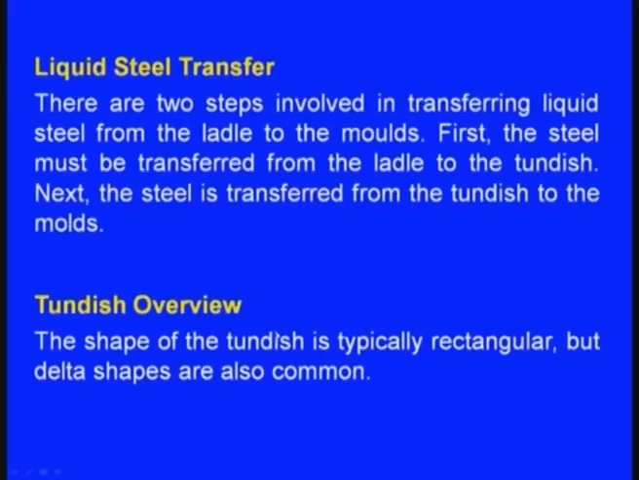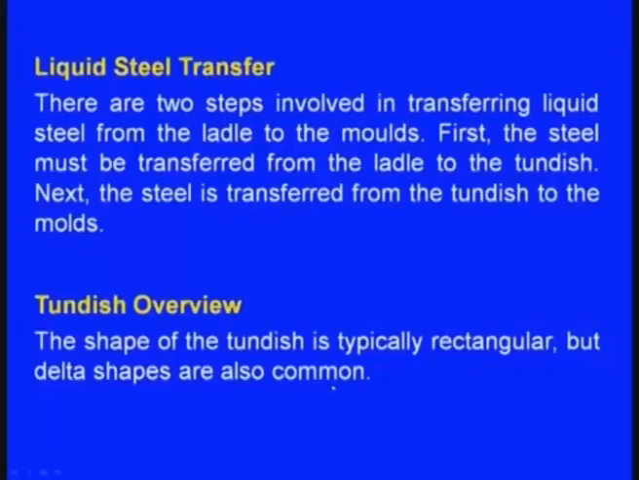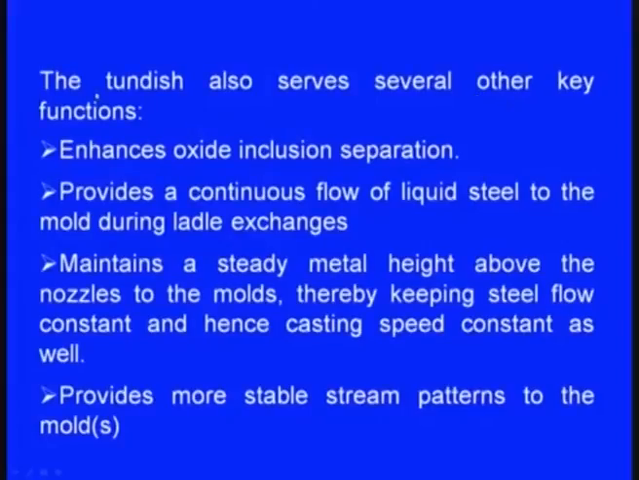Next one, tundish overview. What is this tundish? Tundish is a local reservoir which accommodates the molten metal before sending it through the mold. So, the shape of the tundish is typically rectangular, but delta shapes are also common. The tundish also serves several other key functions. One is it enhances oxide inclusion separation. It provides a continuous flow of liquid steel to the mold during ladle exchanges.